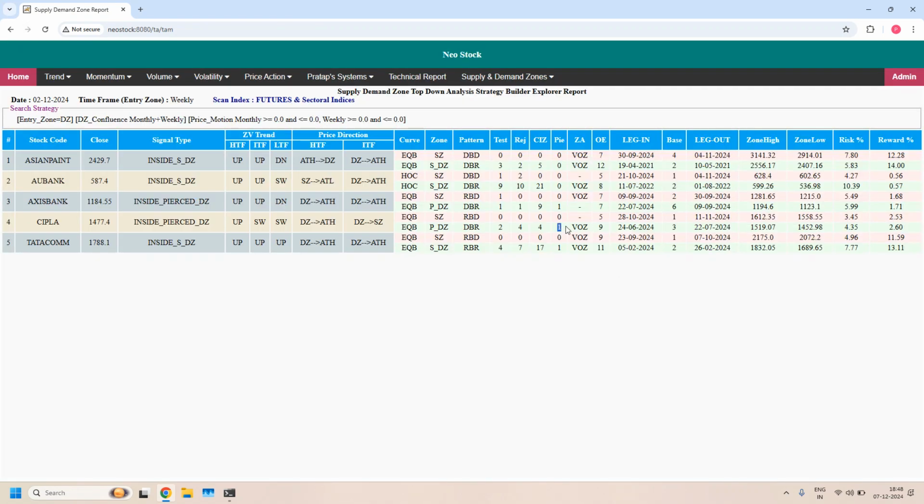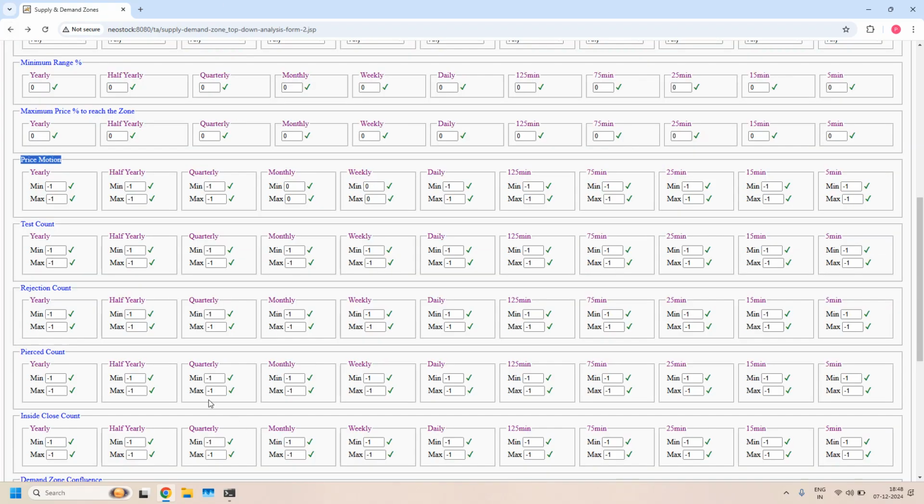See here, these zones are pierced. How did these pierced zones get into the report? All of a sudden my heart stopped seeing this, because all these days the software is working perfectly. How did we get these zones? I wondered. Okay, anyway, I quickly realized somewhere I messed up.